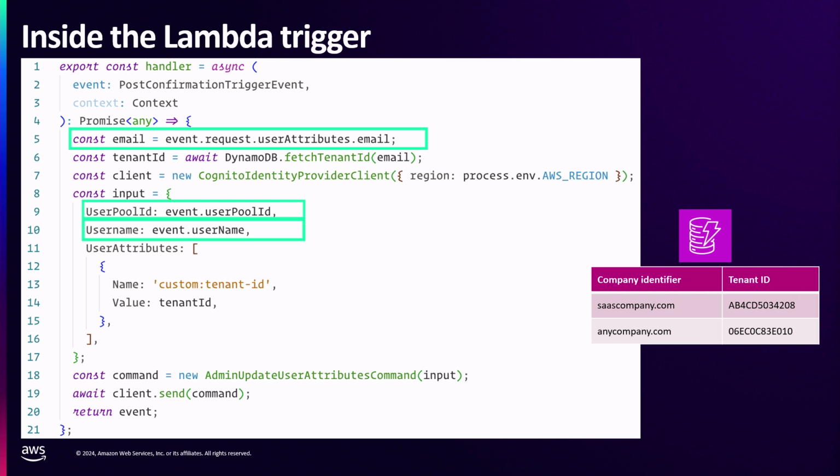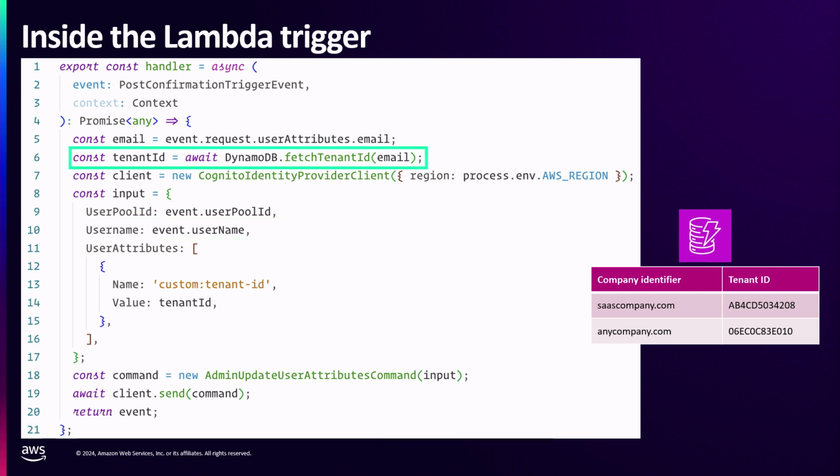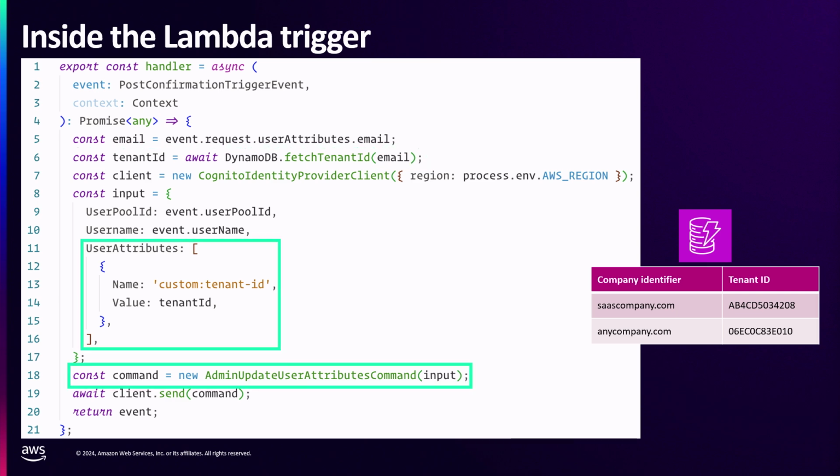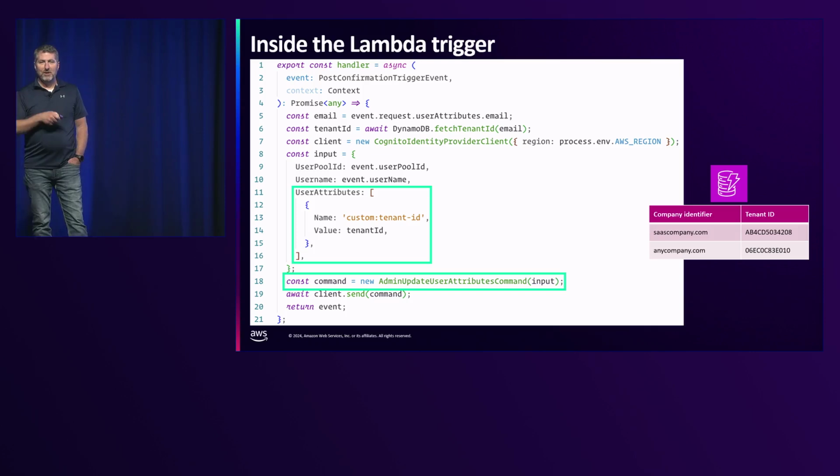So how do we get that? You can see here that I've got some fake methods off screen somewhere that's maybe taking the email address, cracking off the domain, and looking up the tenant ID based on a domain. And then finally, we assemble an input, and we call the admin update user attributes command with the SDK, and we're off and running.